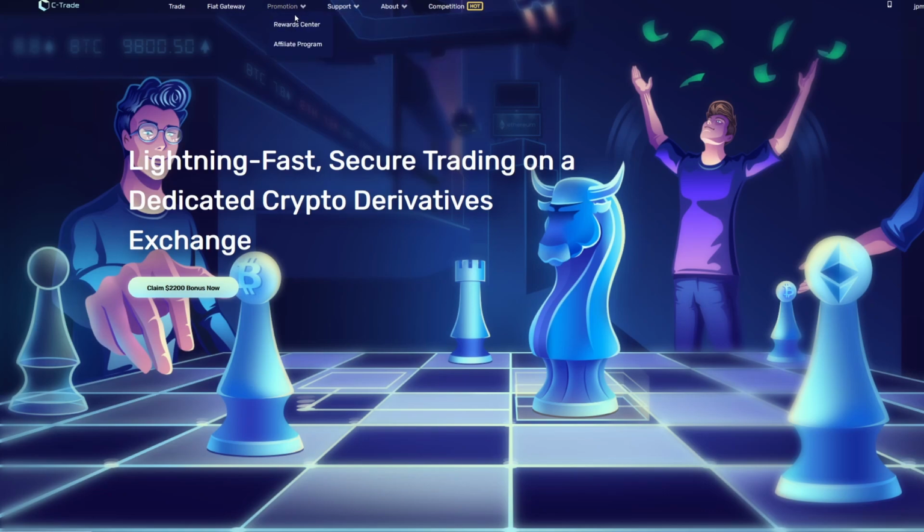Their support's great, much better than some of the bigger ones. Coinbase and Binance, I've heard, have absolutely terrible support. So C-Trade is much, much better in that category as well. I do think this is definitely something to look into if you guys are looking for a new exchange or just exploring the exchanges out there available to you.